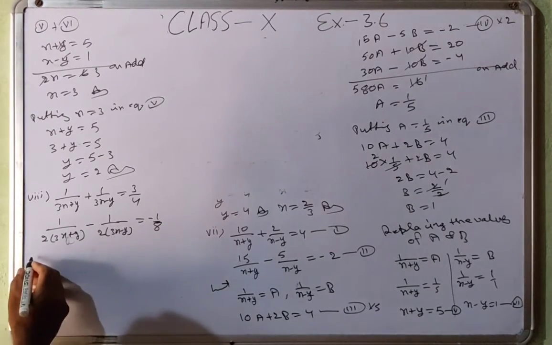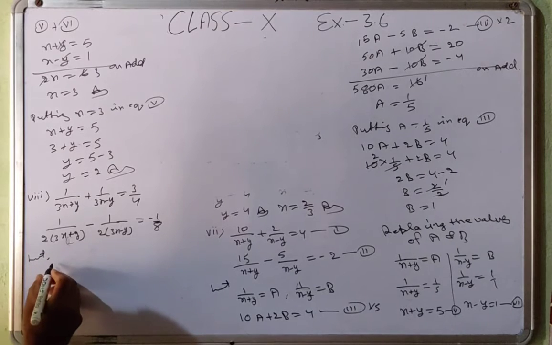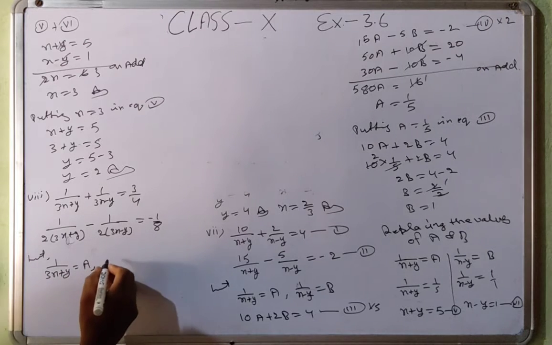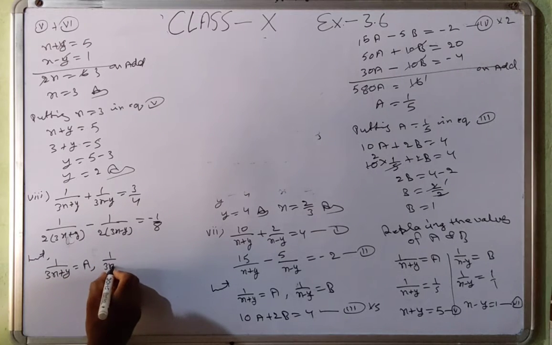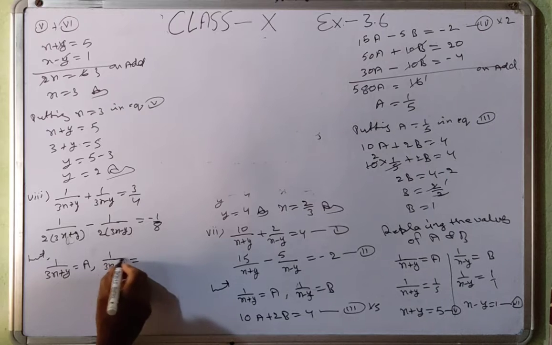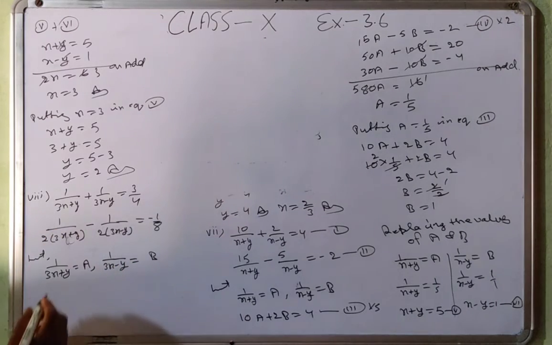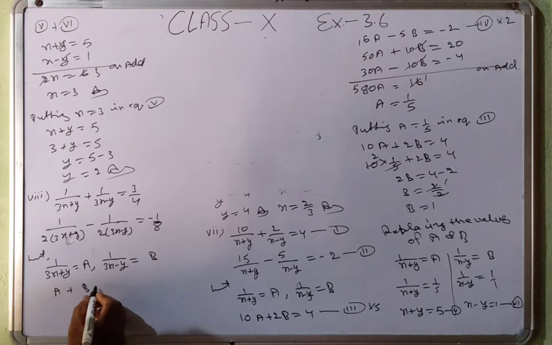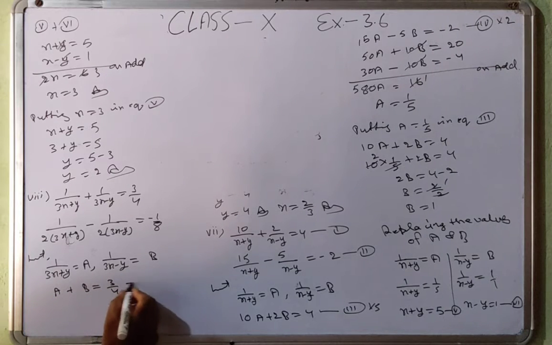Now let 1 upon 3x plus y is equal to a and 1 upon 3x minus y is equal to b. So for the first equation, that will be a plus b is equal to 3 upon 4. This is the third equation.